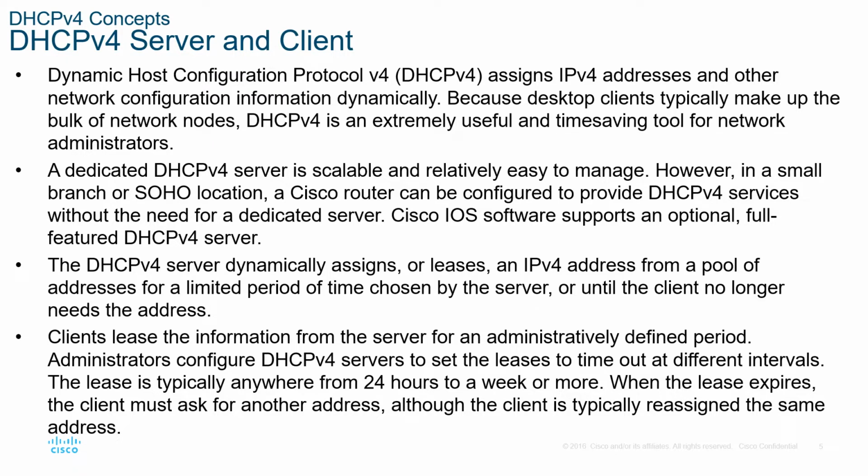Clients lease the information from the server for an administratively defined period, and administrators configure the DHCP version 4 servers to set the leases to time out at different intervals. The lease is typically anywhere from 24 hours to a week or more, and when the lease expires, the client must ask for another address, although the client is typically reassigned the same address.